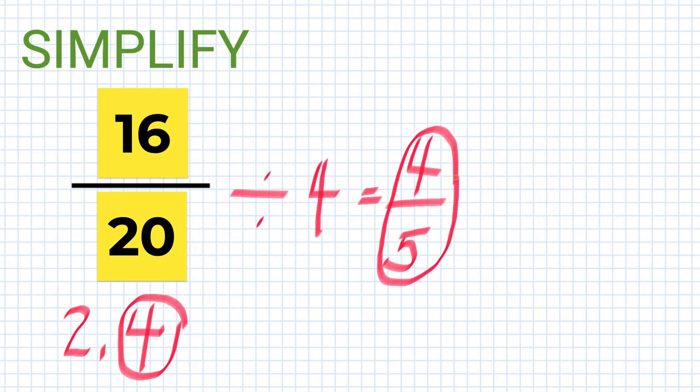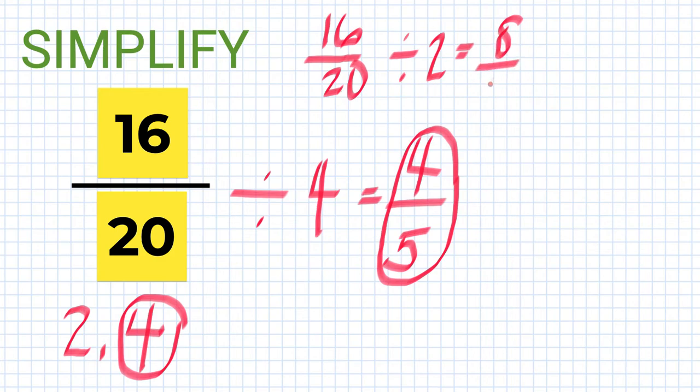Now, what if we try to use 2? Let's try. 16 over 20, we will use 2 here. 16 divided by 2 is 8. 20 divided by 2 is 10. Is this simplified? No, this is not simplified yet, because you can still find a number that can divide 8 and 10, and that is 2 also. So 8 divided by 2 is 4, and 10 divided by 2 is 5. And you arrive at the same answer.